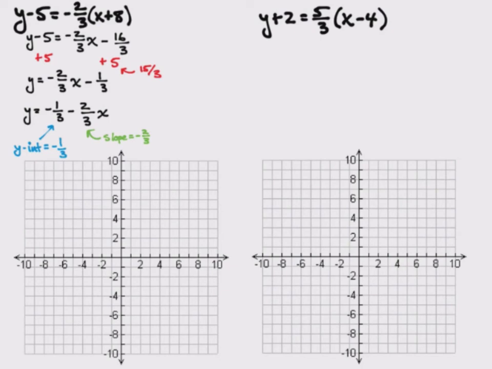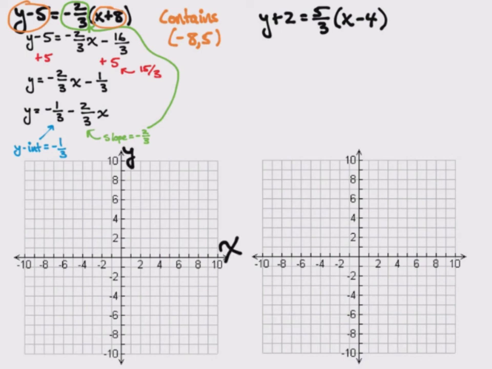But if we look at our original equation, we notice that this is in point-slope form. It's obvious that the slope is going to be exactly the same. The slope is -2/3. But from the x plus 8 and from the y minus 5, that tells us that this graph is going to have to contain the point -8, 5.